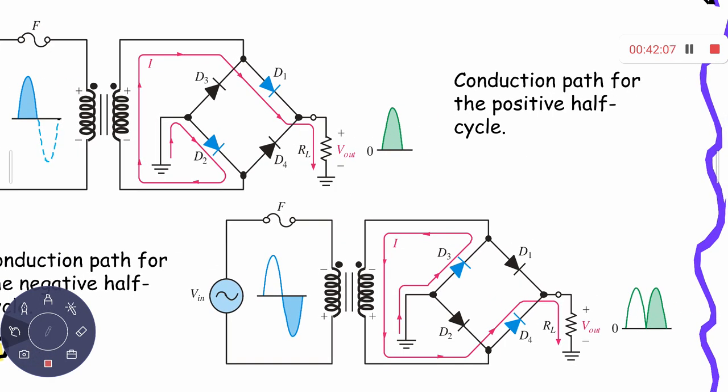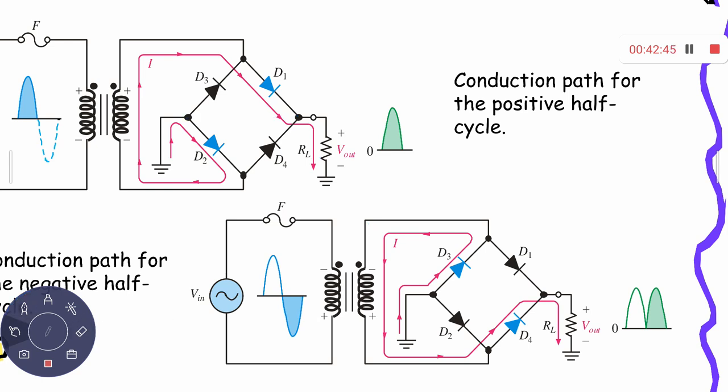Sir, rather than joining it to the ground, why don't we just join those two points? Which two points? The point in the middle of D3 and D2, and D1 and D4. Why don't we just connect it with D3 and D2, and D1 and D4? We can do it. I don't get it. Do you want this one? Yes. You can do that. No problem. Same thing.